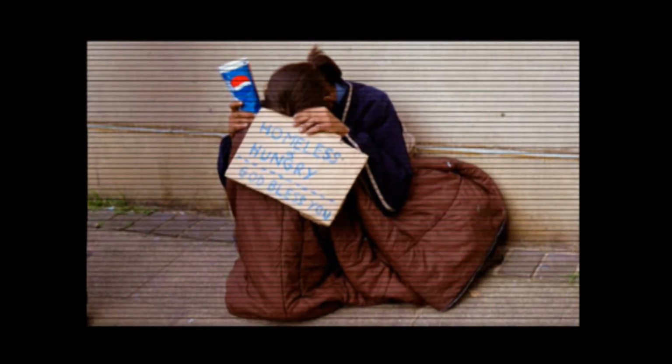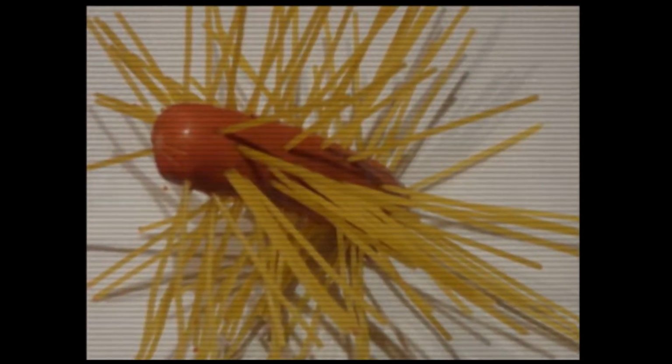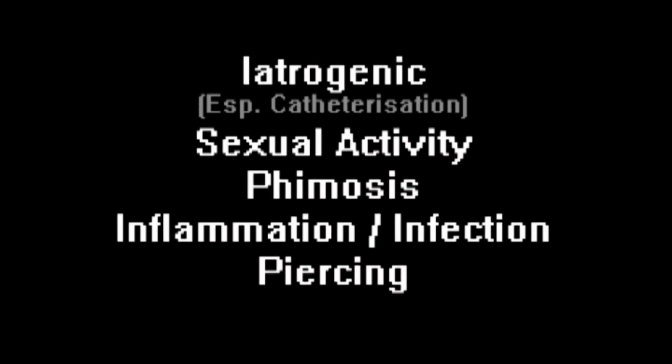Why does paraphimosis occur? Usually it's not your fault. Maybe a silly junior doctor left the foreskin retracted after performing catheterization. Please don't do this. But sometimes it is. Vigorous sexual activity or penile piercing may predispose. Pre-existing inflammation or phimosis can also predispose to a paraphimosis.